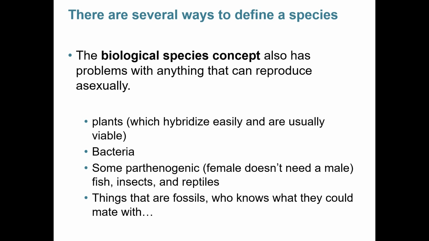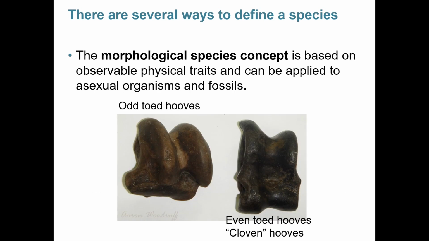The morphological species model, or morphological species concept, is based on observable physical traits, and is usually applied to asexual organisms and fossils. This is helpful because we can't really see those specific organisms mate with each other. An example would be how we looked at whales before. We can use things like the structure of their ankle to determine whether or not they're related. But the morphological species concept also has problems.